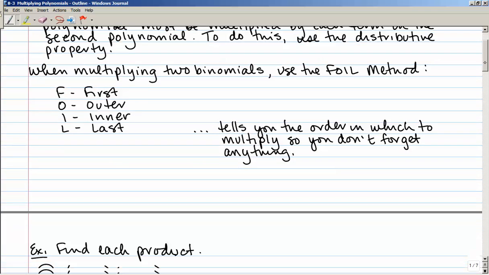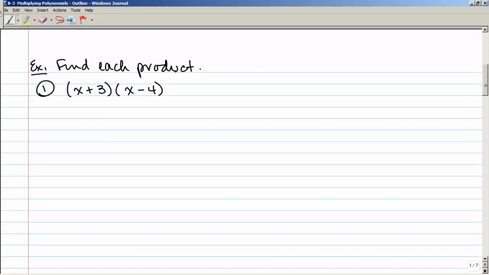So let's take a look at a couple examples, and we'll use the FOIL method. Okay, so find each product. X plus 3 times x minus 4. So these are two binomials. X plus 3 is a binomial because it has two terms. X minus 4 is a binomial because it has two terms. So when we multiply, we're going to use the FOIL method.